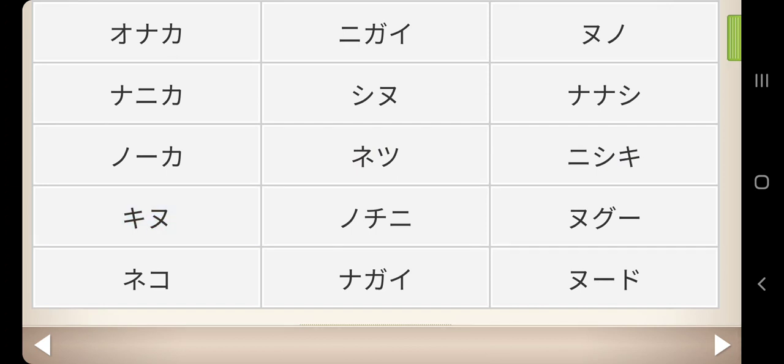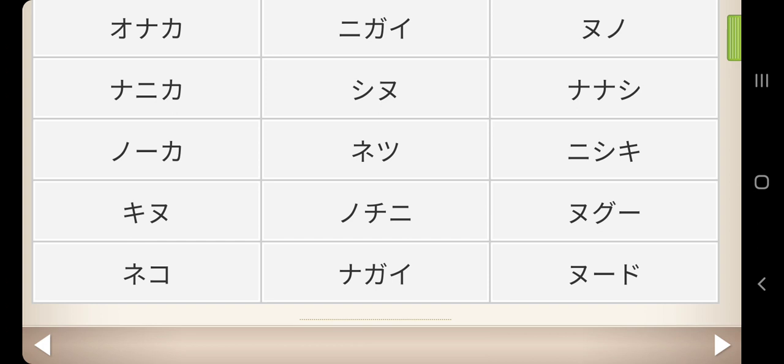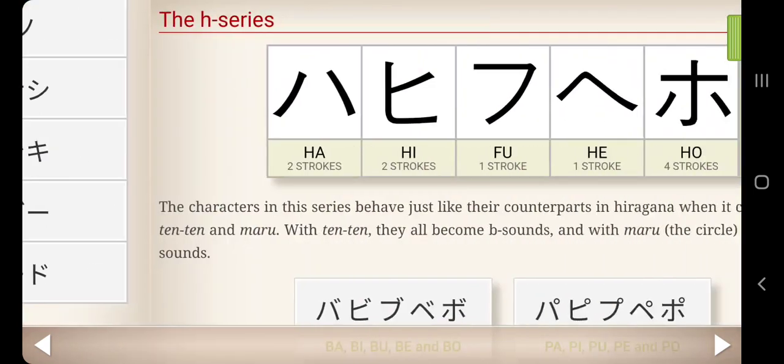Kinu. Nochini. Nugu. Gugu. Neko. Nagai. Nudo. I like to be nudo.